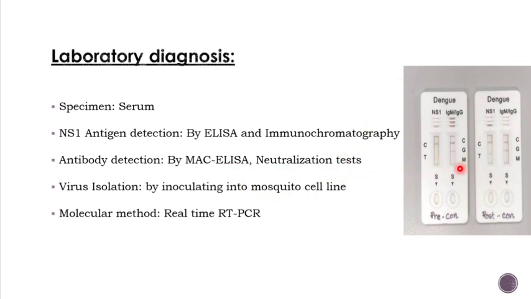One more important thing is that in antibody detection we can detect both IgM and IgG antibodies. If IgM antibody is detected, it indicates acute infection. If IgG antibody is detected, it indicates chronic infection or past infection.